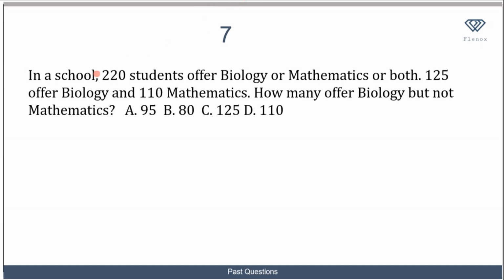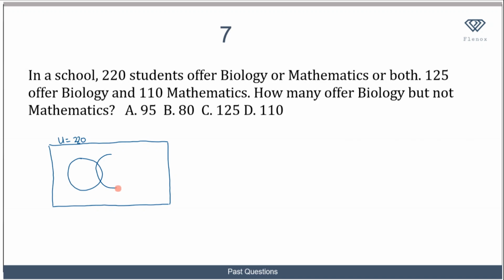Here we are told that in a school, 220 students offer biology or mathematics or both. So in a particular school, we are given the universal set as 220, and out of those 220, they either offer biology or they offer mathematics or they offer both. That means you have to do at least one. It's either you are offering biology or mathematics or both of them.